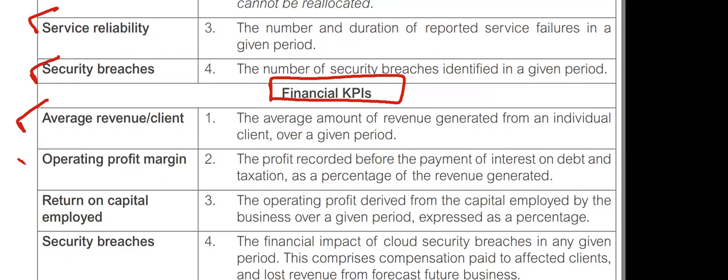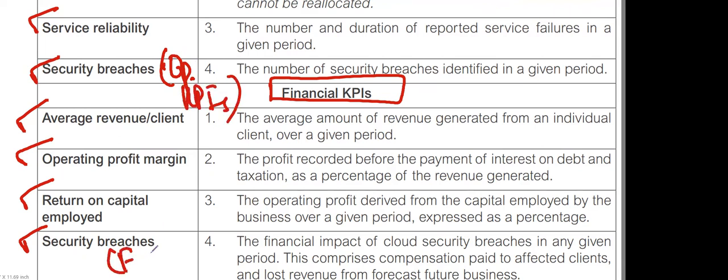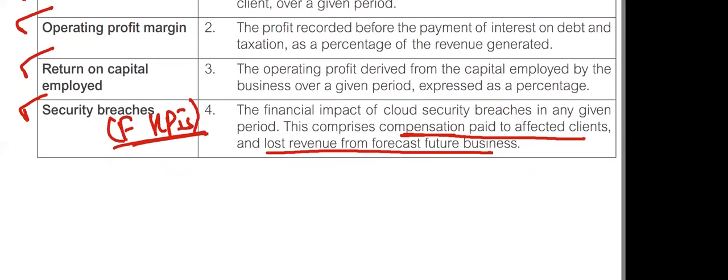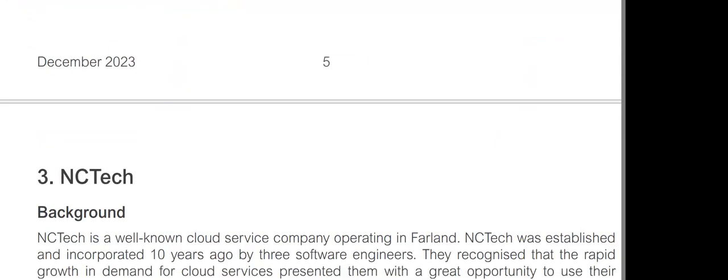for instance, operating profit margin, return on capital employed, security breaches. Now, security breaches has been parked in operational KPIs as well as in financial KPIs, because there could be a financial impact of security breaches in terms of compensation paid to affected clients, in terms of lost revenue from the future business. So it has been parked in both.